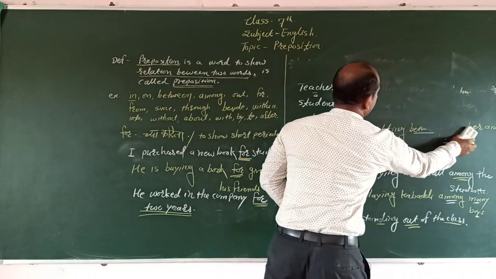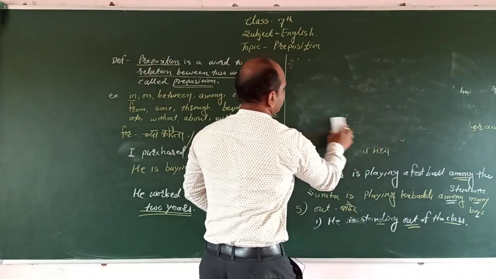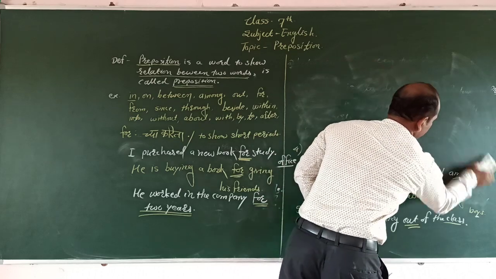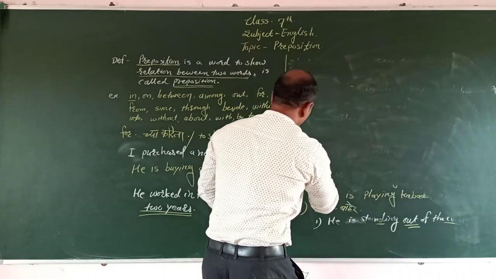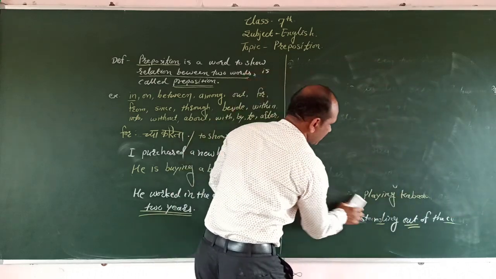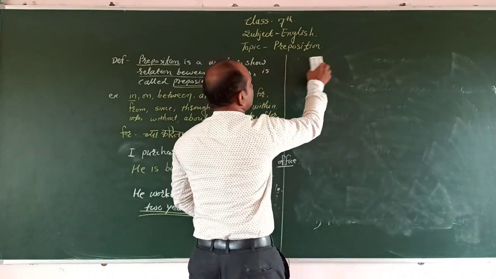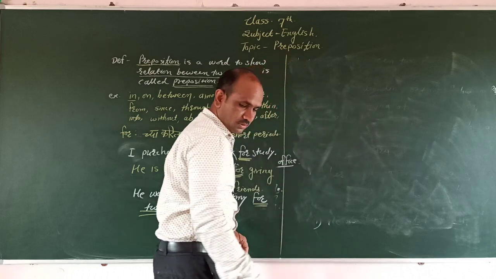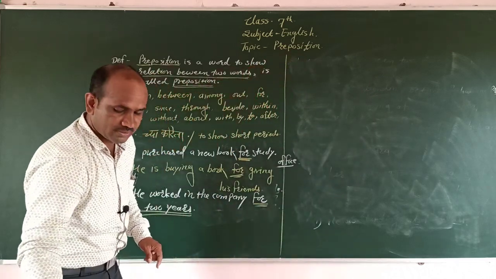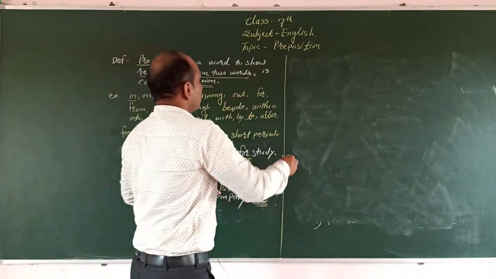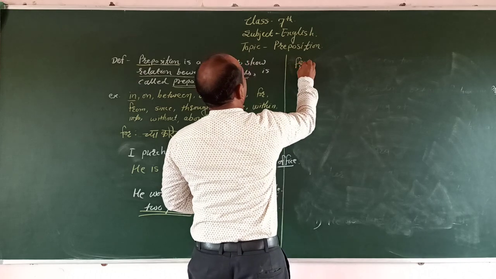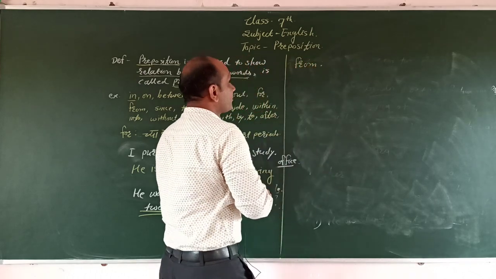From also is a preposition. It is a very easy preposition. For, from and since: these three prepositions' meaning is the same, but their use is different. Listen. From.